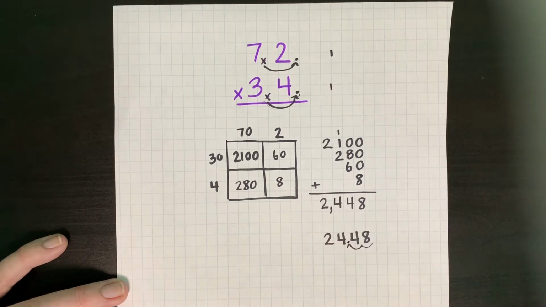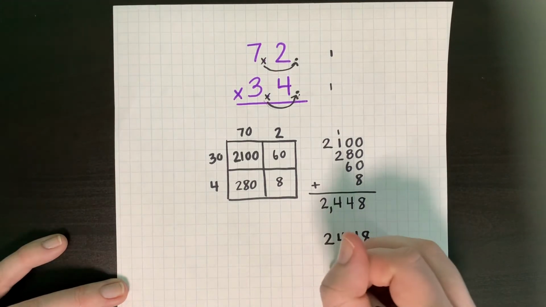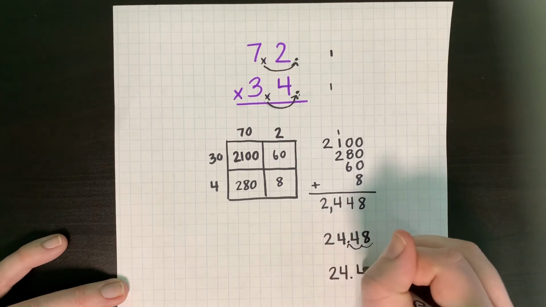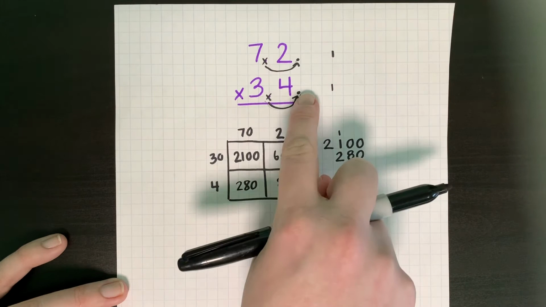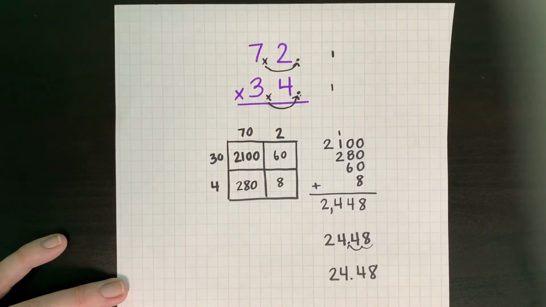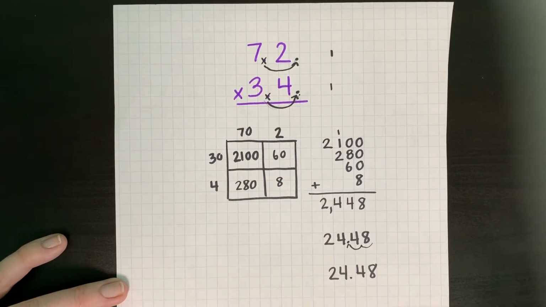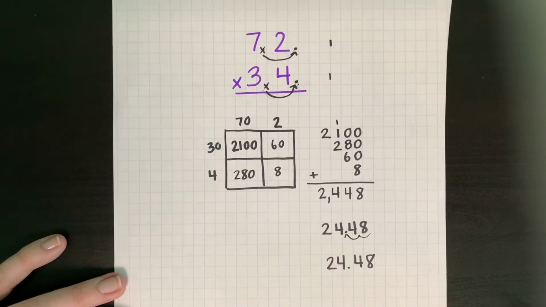So that is my final answer, 24.48. Right, so it's all about moving out your decimals, counting how many times you had to move your decimal, and then moving it the same amount back in. All right, let's do another practice. We're gonna do 2 more practice problems.